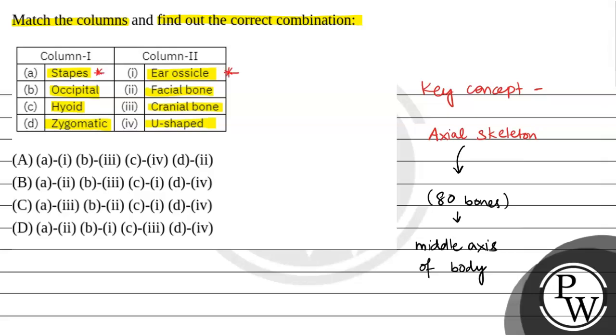Stapes is an ear ossicle, so A is matched to 1. Second is occipital. Occipital is one of the cranial bones, so B का हो गया 3. Third is hyoid. Hyoid जो है, it is a single U-shaped bone which is present at the base of the buccal cavity. So C का हो गया 4. And zygomatic is an example of facial bone. So D हो गया match to 2.